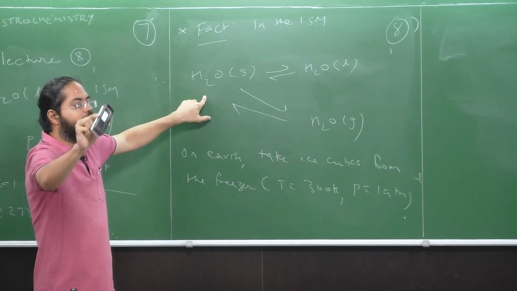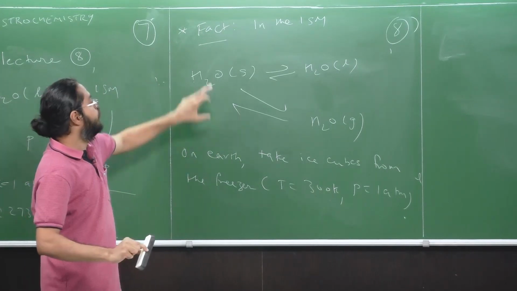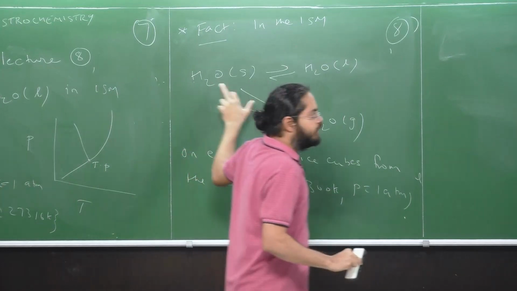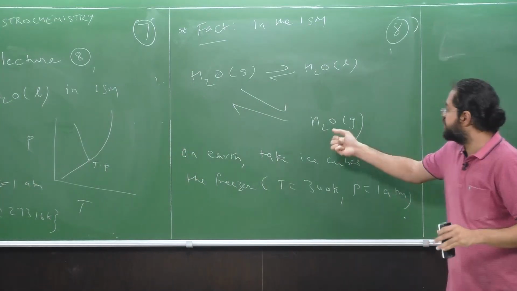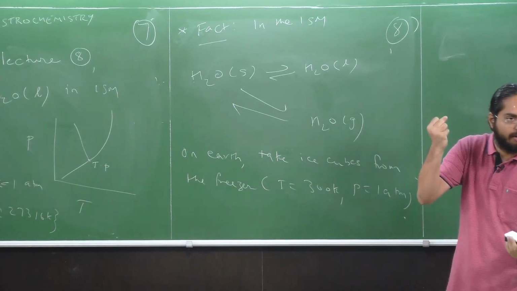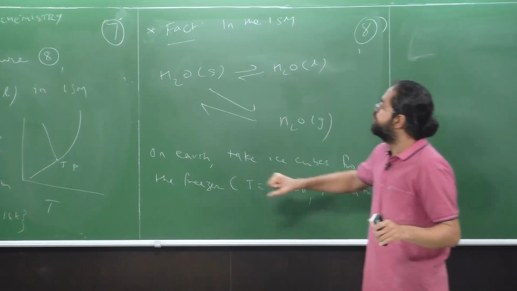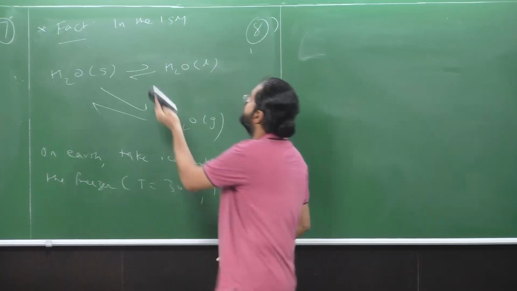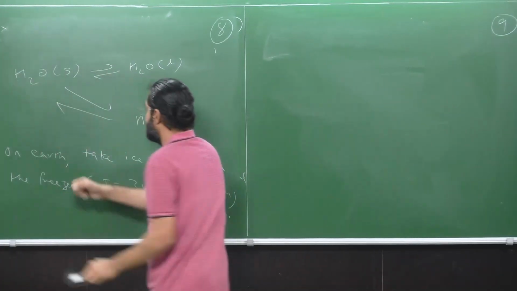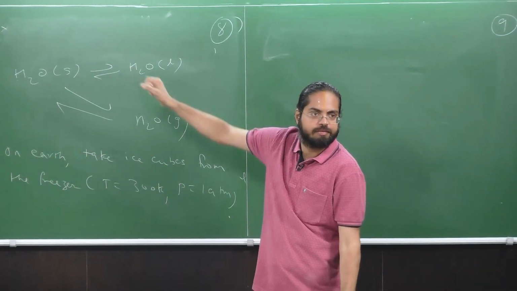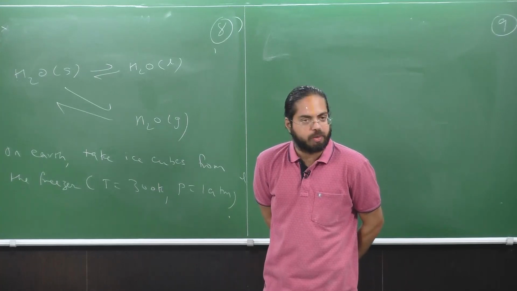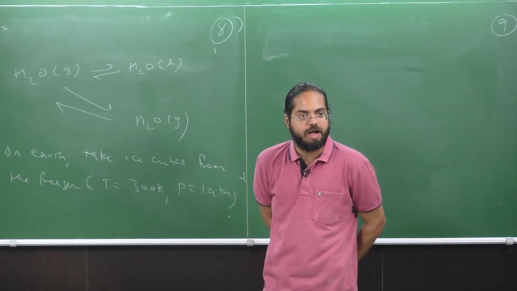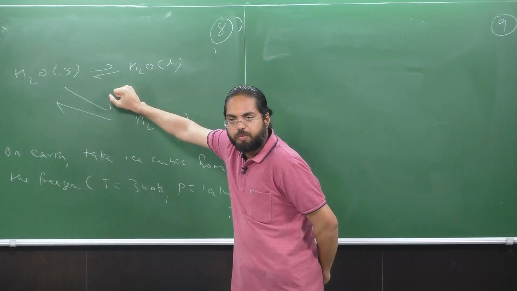You see two equilibria at this point, right? You see that the ice sublimes to some amount of gas. Along with that, you also notice some solid to liquid. Are we good? I will remove this fact in the ISM because this is not happening on Earth. Are we clear about my statement? Okay, so this is happening now.